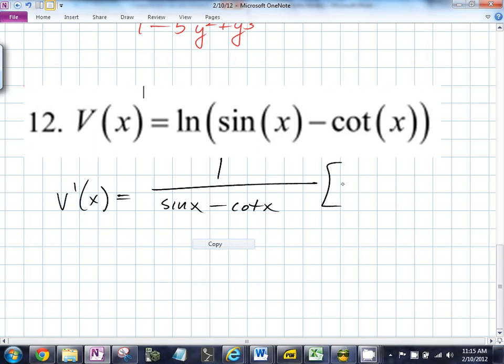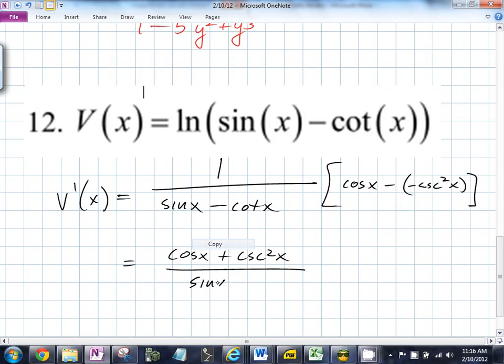derivative of sine? Cosine x minus, what's the derivative of cotangent? Negative cosecant. No, it's tangent. What is it? No, that's right. Is that right? Yeah. Who agrees with that? You do? Okay. So what's that going to be? It's going to end up being cosine x plus cosecant squared x all over what? Sine x minus cotangent. And you leave it like this.